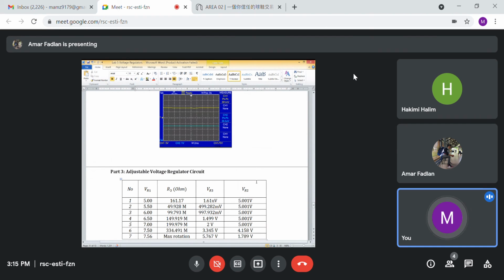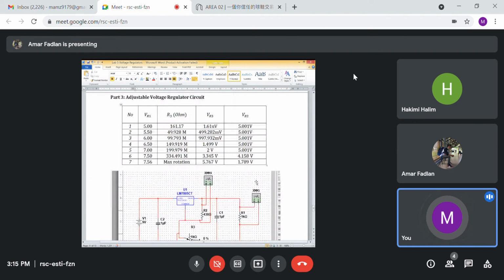My name is Muhammad Ashraf. My part 3 is the adjustable voltage regulator circuit. For this circuit, we only have to adjust the potentiometer to get the value given.